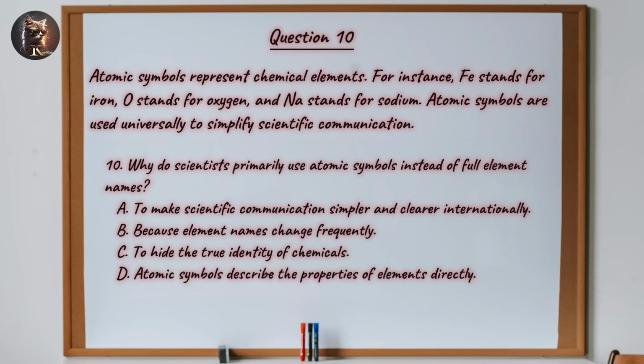Option C says it's to hide the true identity of chemicals. Ask yourself, why would scientists want to hide the identity of common chemicals like iron or oxygen? That doesn't make sense scientifically. Scientists aim for clarity, not secrecy. We can cross out option C. Option D suggests atomic symbols describe properties of elements directly. Think carefully. Does Na or Fe actually tell us directly about their properties, like how they behave or their appearance? Not really. The symbols simply stand for names. They don't describe properties clearly by themselves.